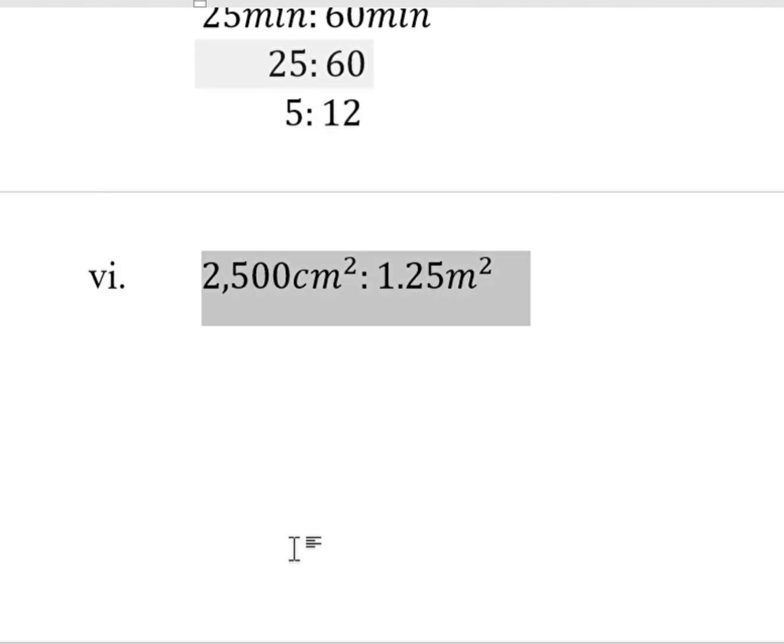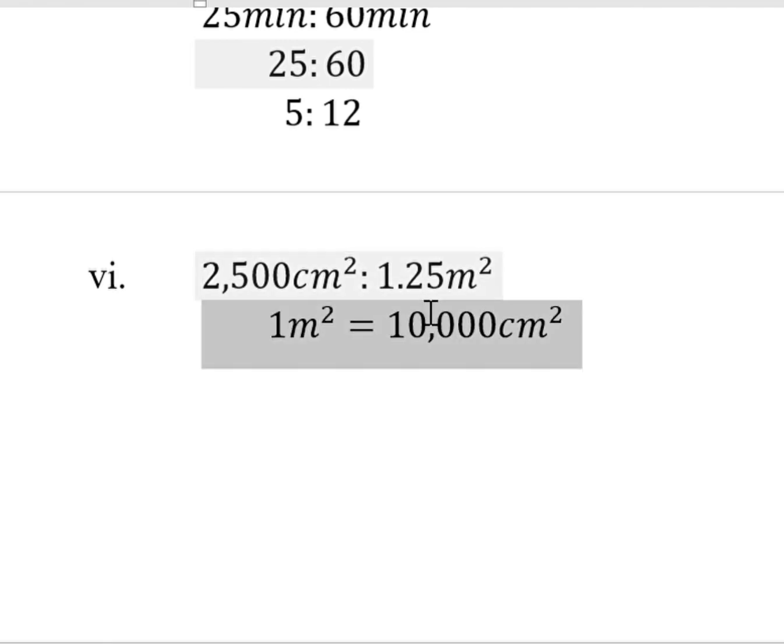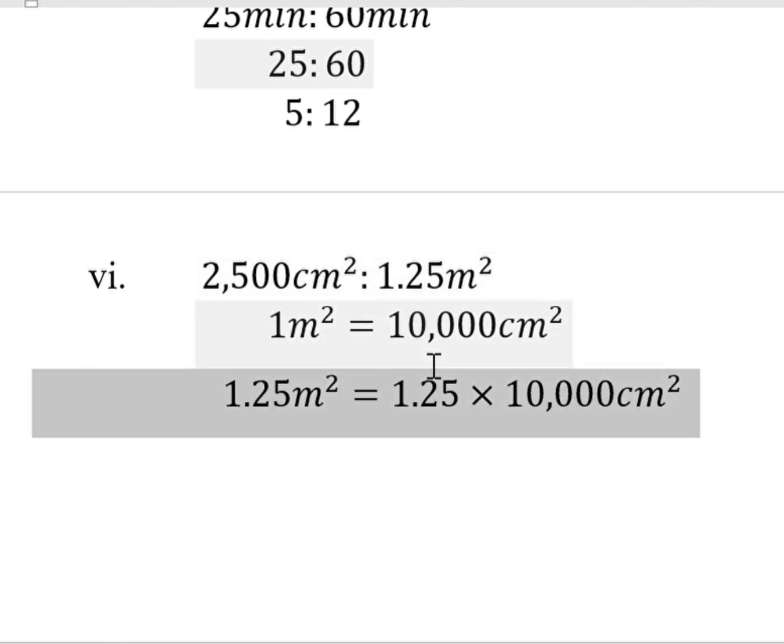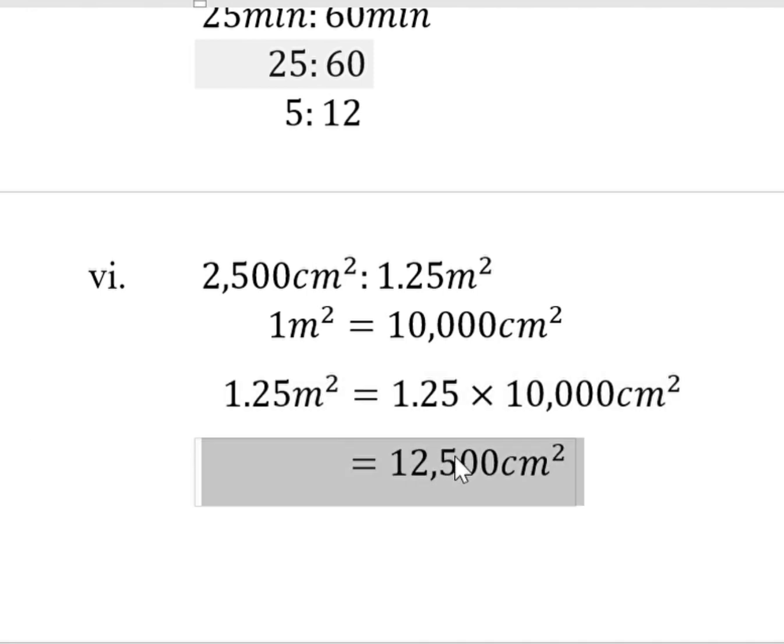The next question is 2,500 square centimeters to ratio 1.25 square meters. The units are not the same, so we either change this to square meters or this one to square centimeters. If we change this to square centimeters, we know 1 square meter is equal to 10,000 square centimeters. So 1.25 square meters will be equal to 1.25 times 10,000, and that gives us 12,500 square centimeters. So you can now write this ratio as 2,500 square centimeters to ratio this one here, 12,500.